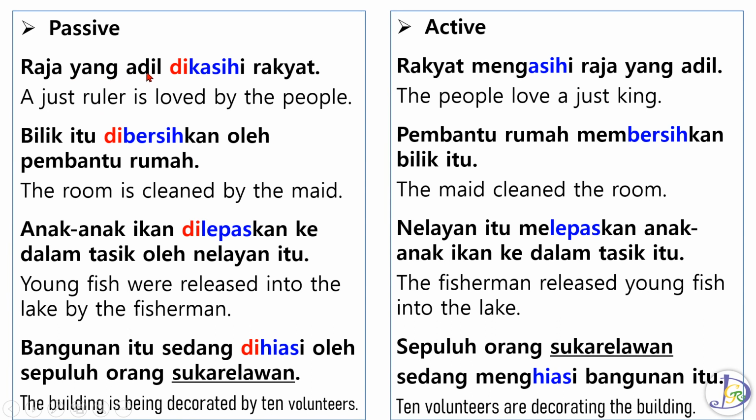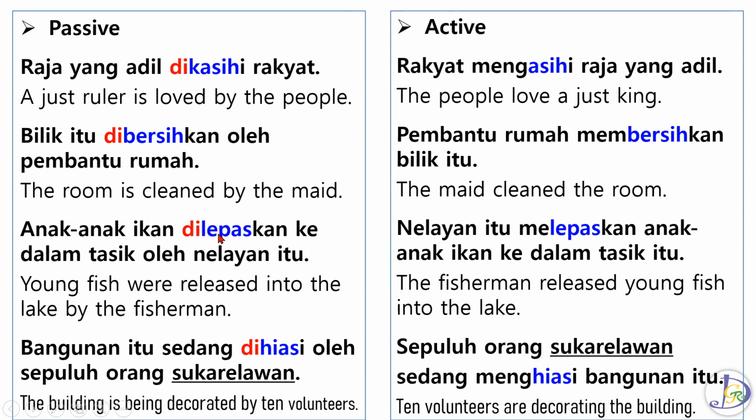Raja yang adil dikasihi rakyat. A just ruler is loved by the people. Rakyat mengasihi raja yang adil. The people love a just king. Bilik itu dibersihkan oleh pembantu rumah. The room is cleaned by the maid. Pembantu rumah membersihkan bilik itu. The maid cleaned the room.